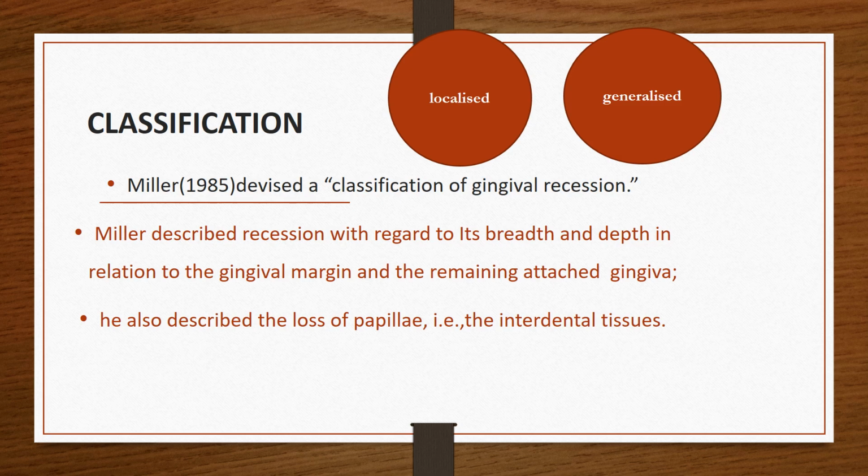So the predictability of root coverage can be enhanced by the other classification that is given by Miller. He classified the recession with regard to its breadth and depth in relation to the gingival margin and remaining attached gingiva. He also described the loss of papilla, that is the interdental tissues. So he involved all the gingival margin, attached gingiva, and the interdental tissues.